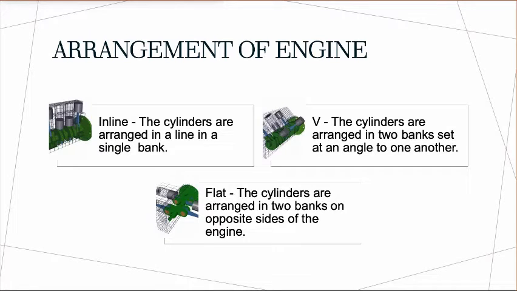And the second one is the V engine. This is where the cylinders are arranged in 2 rows at an angle to one another. And the angle for 2, 4 and 8 cylinder engines is usually 90 degrees. And for 6 and 12 cylinder engines, the angle is usually 60 degrees.